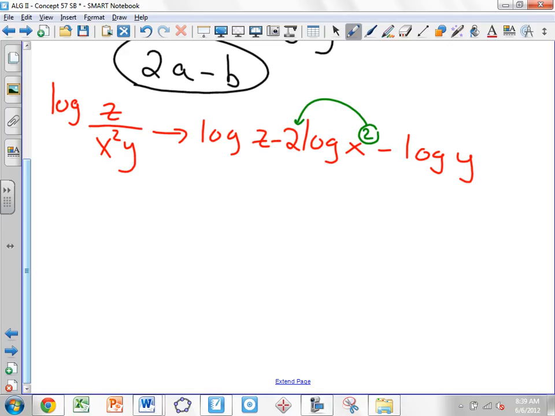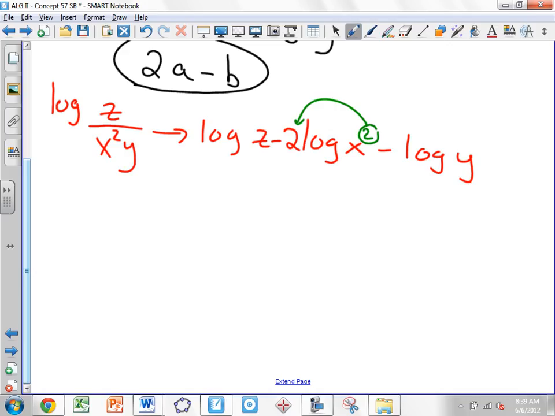Because, you know how you would really write this? You would write this as log z minus parentheses log x squared plus log y. But if you have a minus outside the parentheses, doesn't the minus get distributed anyway? That's why that doesn't matter. Okay? Good point to notice there, please.